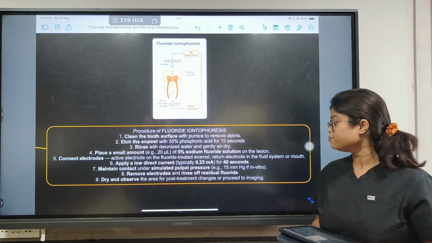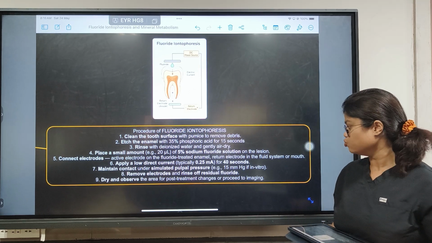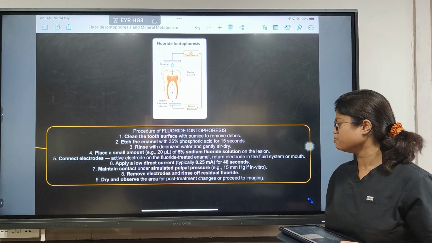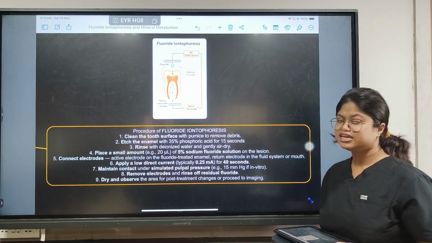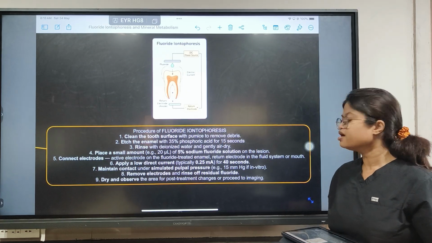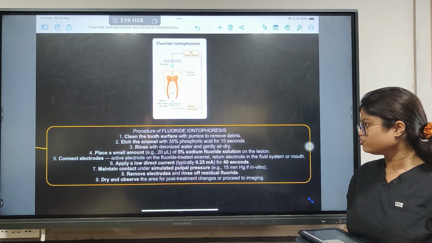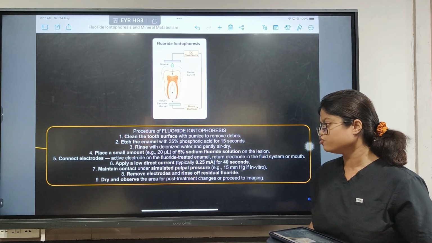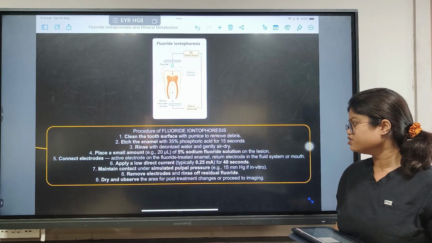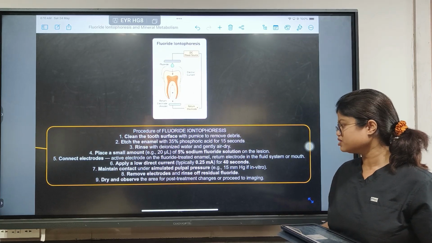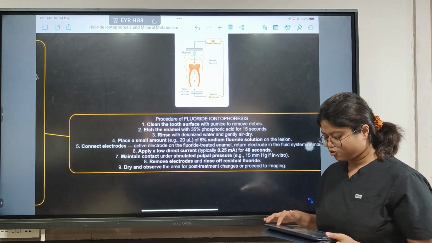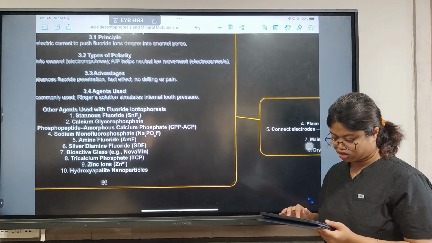The upper limit for the pulpal pressure in a natural tooth is 15 mmHg. So if we are testing any tooth for in vitro studies, the upper limit will be maintained. Also, we remove the electrodes and then rinse off the residual fluoride, and observe the post-treatment changes, and we can send it for imaging.